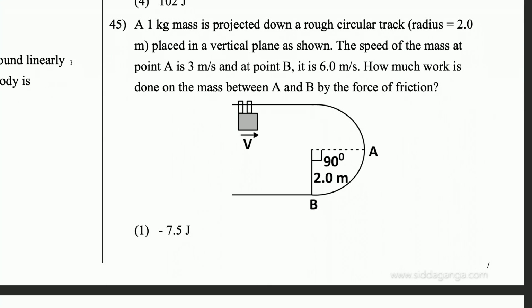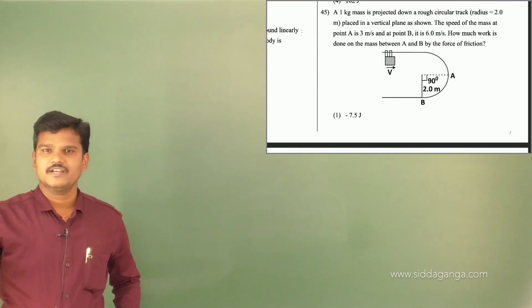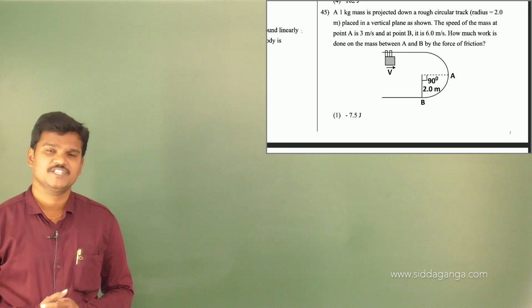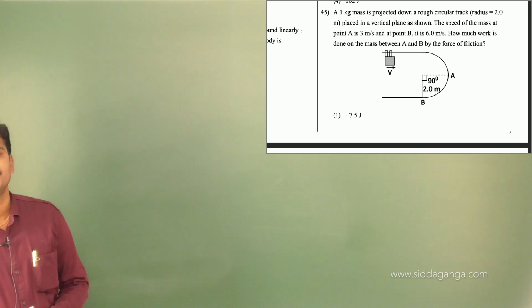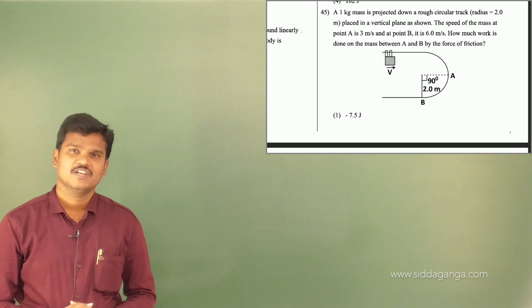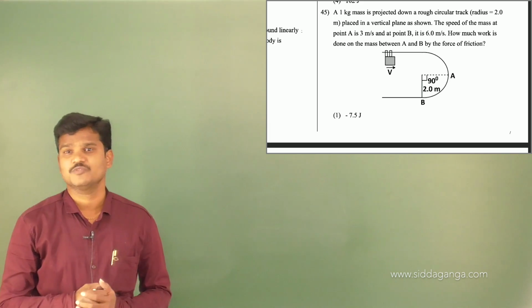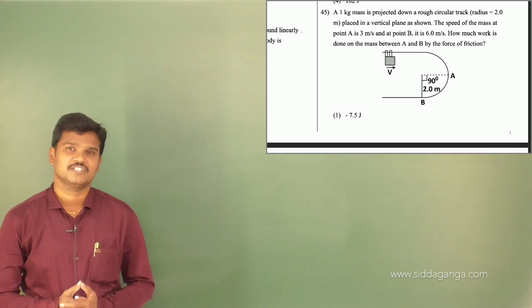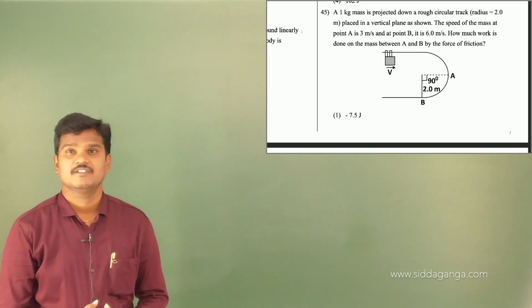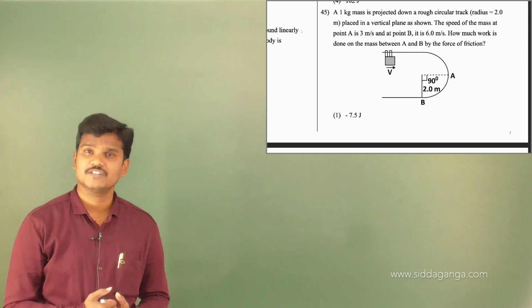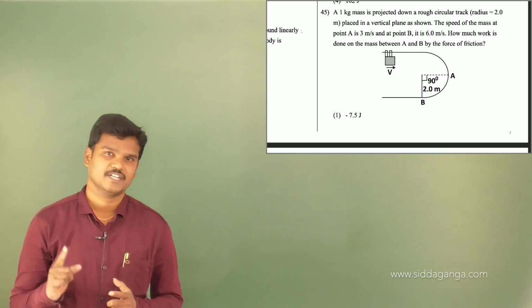How much work is done on the mass between A and B by the force of friction? See, in this question, the body is moving in a circular track with different speeds. Initial speed is given, final speed is given. But here some work is said to be done by the friction also. They have not given the coefficient of friction, but we can find the work done by the friction. Anyhow, the body moving from A to B, what height is it moving? 2 meter height. Means some work is done by the gravitational potential energy. Another work is done by friction. And of course, no doubt that the work done by the gravitational force and the work done by the friction is equal to the change in kinetic energy.